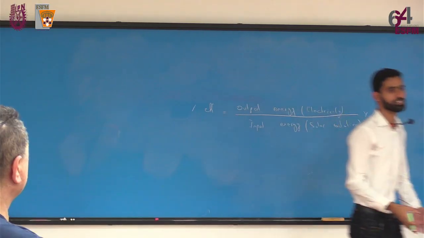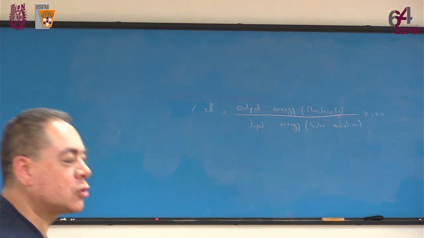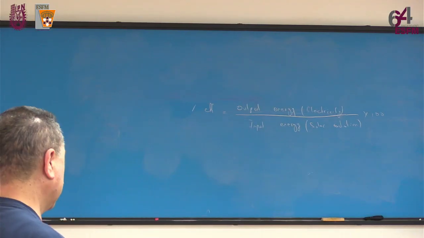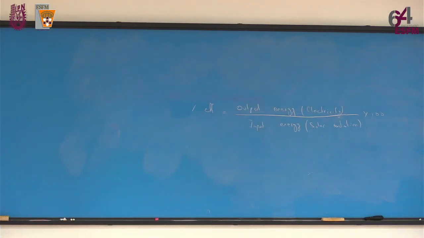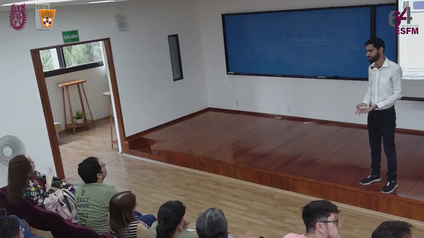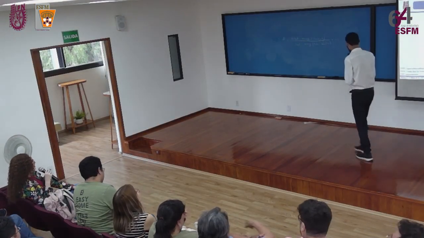It's the simplest equation, a very simple equation. The total output energy that we got in electricity form, divided by the total input energy that we have through solar irradiation, multiplied by 100, we will get the percentage of it. Okay. Thank you so much.